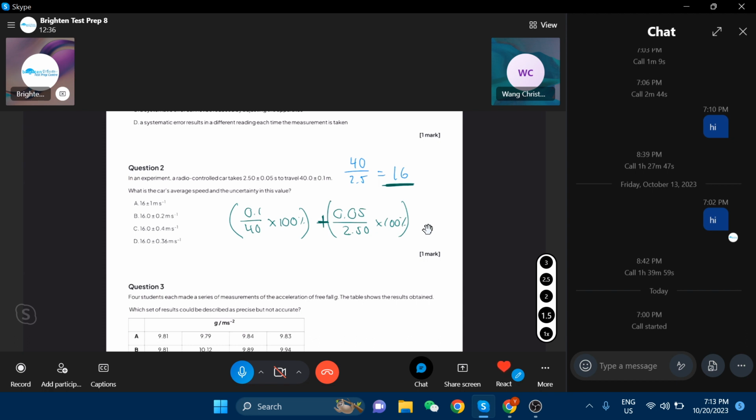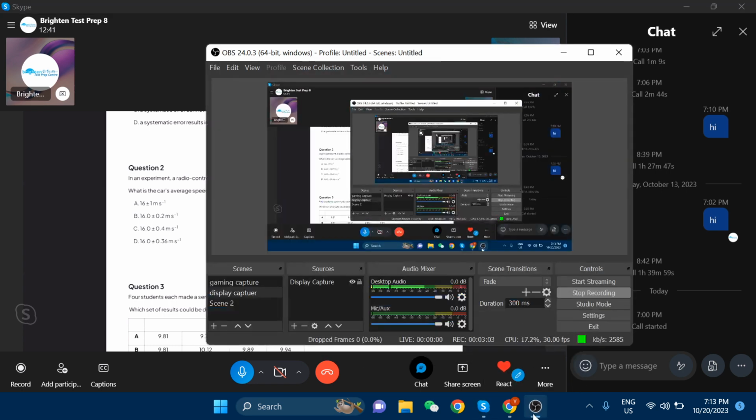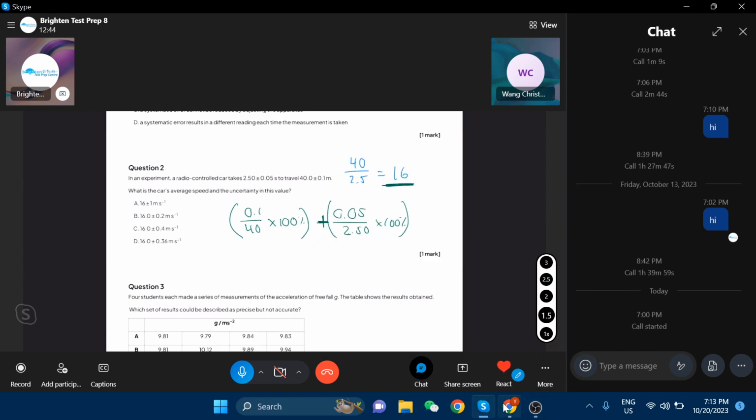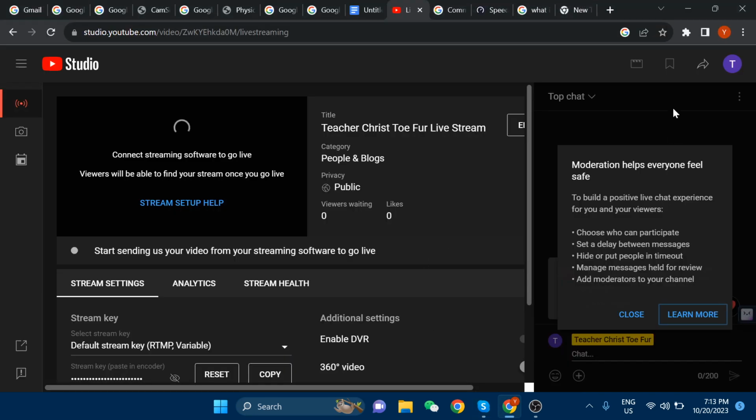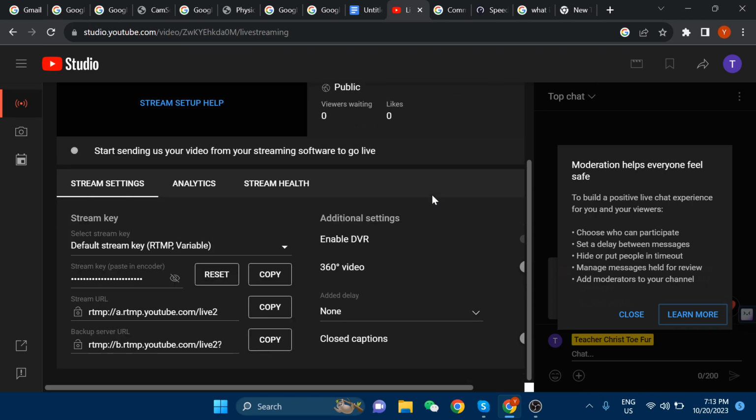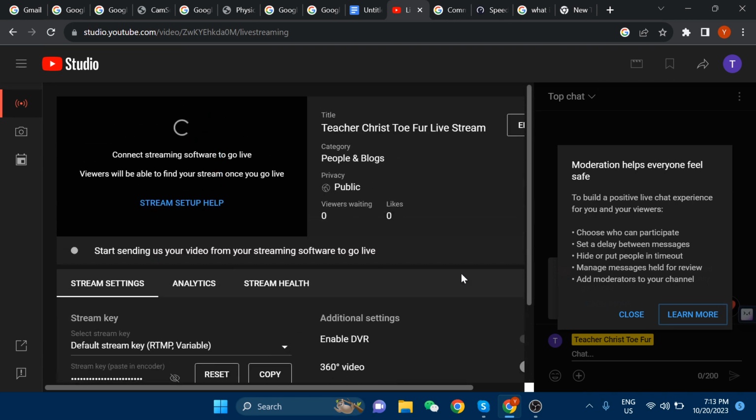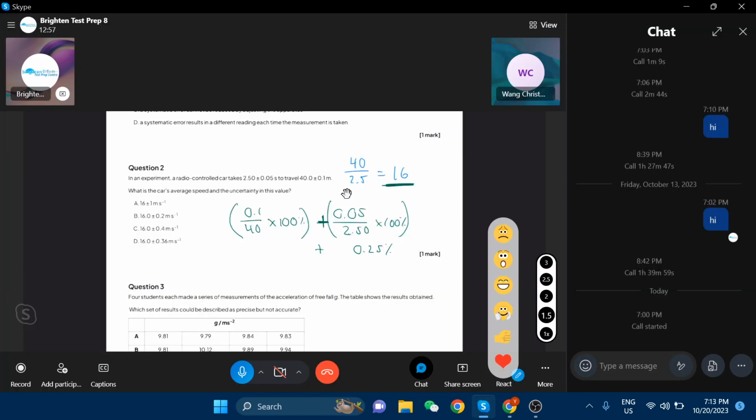And that means, as a first step, for this one, 0.1 over 40 is 0.25%. And for the first one, no, the other way around, of course. So 0.25%, and this one is 5 over 2.5, which is 2%.